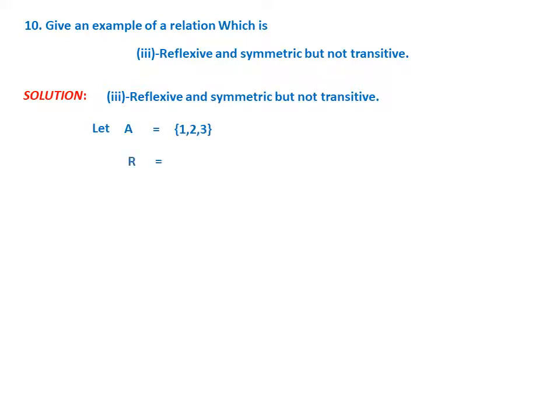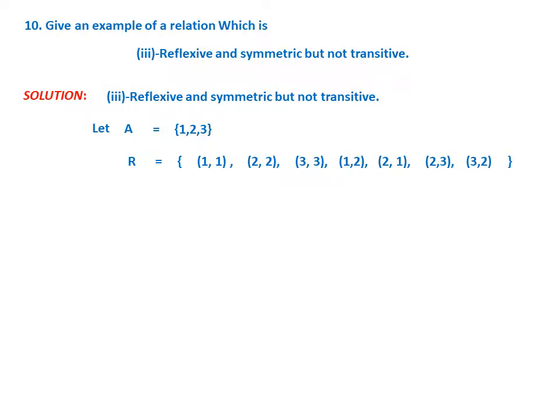Let us proceed. Next one is: give an example of a relation which is reflexive and symmetric but not transitive. That means it should be reflexive and symmetric but not transitive. So what you have to do is take, for example, reflexive. Therefore there is no choice, I have to write (1, 1), (2, 2) and (3, 3), because it should be reflexive. But I have to take symmetric also. Therefore let me take (1, 2), then I have to take (2, 1) also, because it's symmetric. Now I will take (2, 3), and I have to take (3, 2) also, because it is symmetric. Now I will close the bracket.